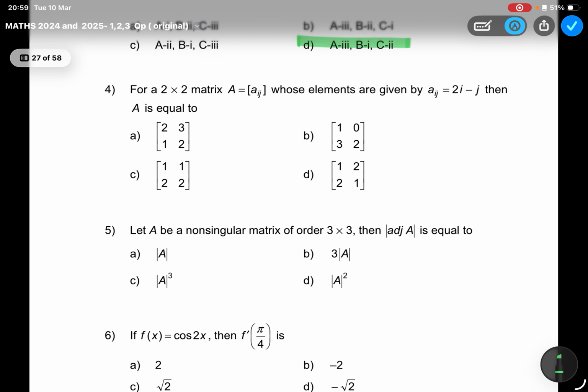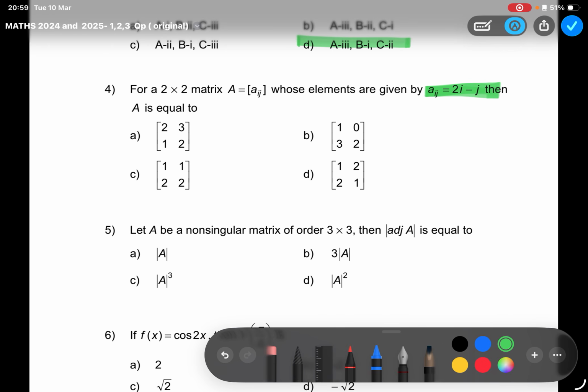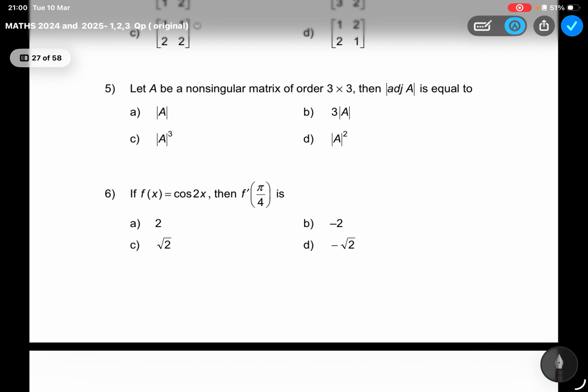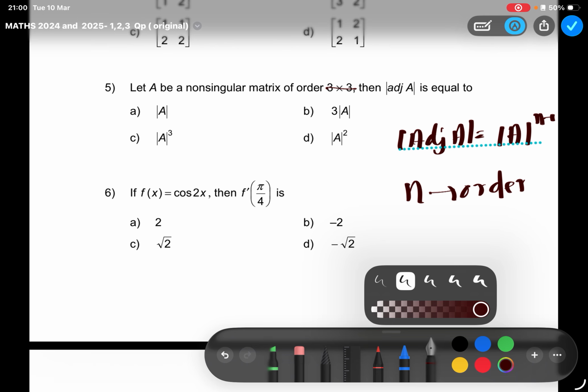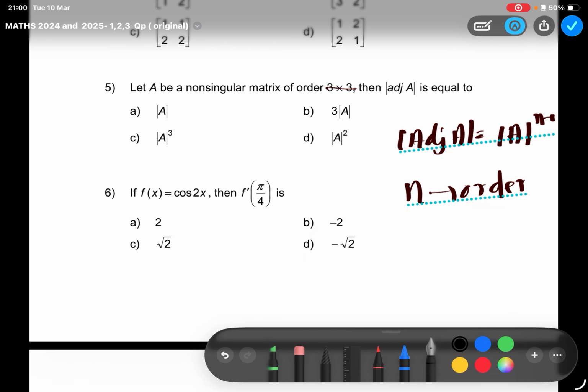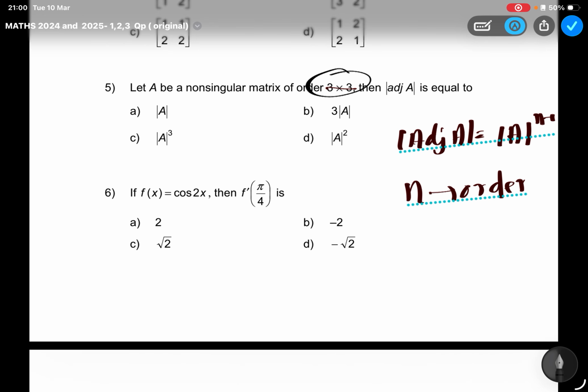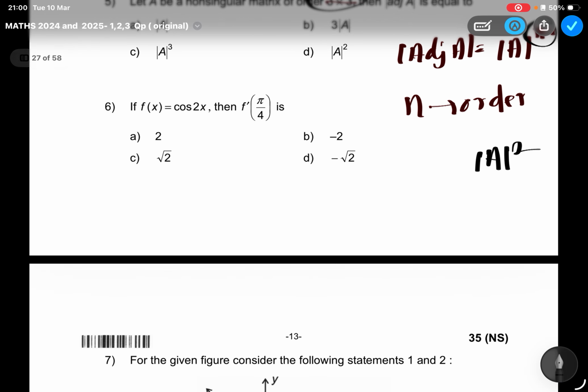And for the 2 cross 2 matrix, you can do this, it is the previous question, 2i minus j. Now let A be a non-singular matrix of order 3 cross 3, and adjoint of A. Determinant of adjoint of A is equal to determinant of A to the power n minus 1. What is n? That is the order of the matrix. The order of the matrix is 3. 3 minus 1 is 2, then it will be a square. I hope you understood.